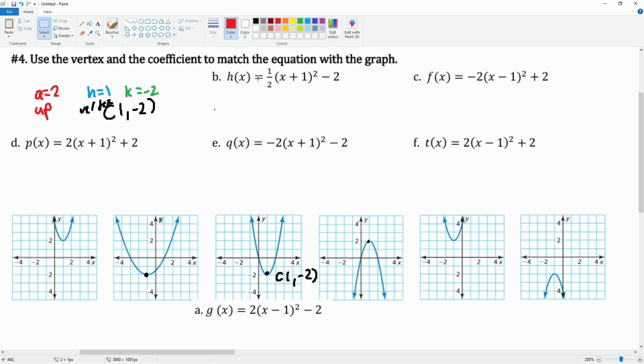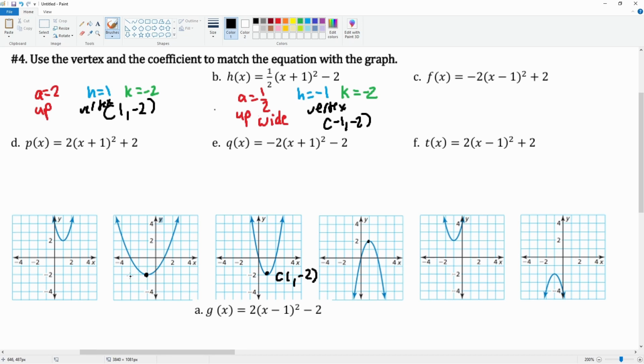And then let's do the next one. A is equal to 1/2. It's positive. This is up, and it looks like it is very tall. No, not tall. It's actually 1/2, so it is very wide. H is equal to -1. K is equal to -2, so we know that the vertex is the point -1, -2.